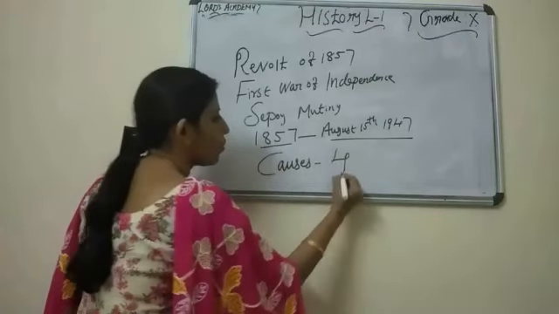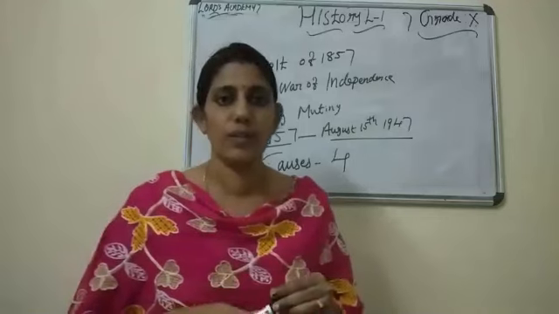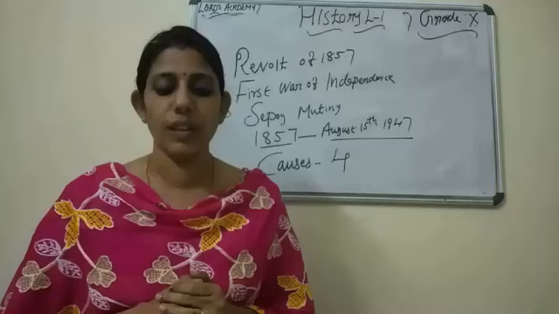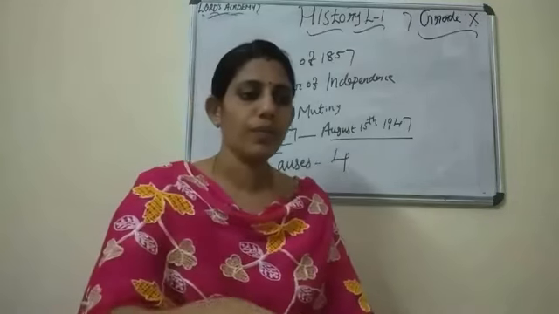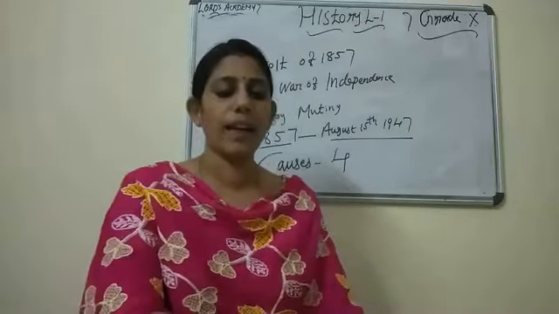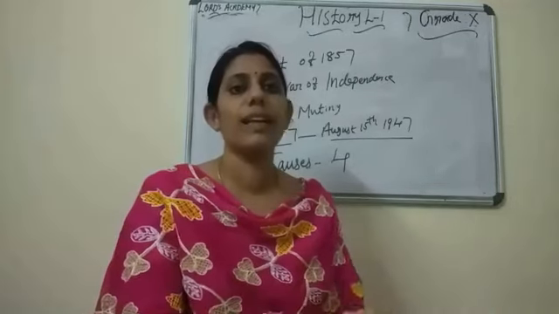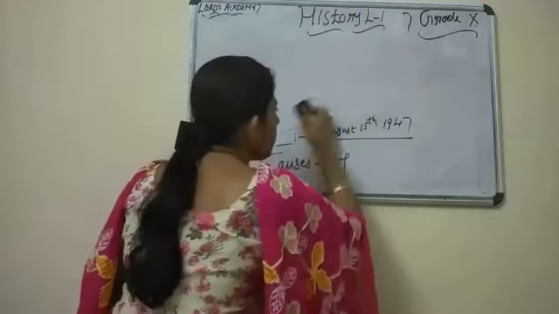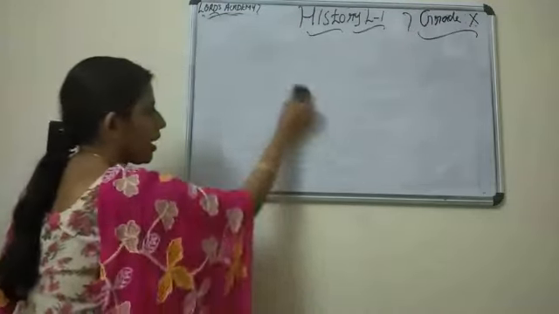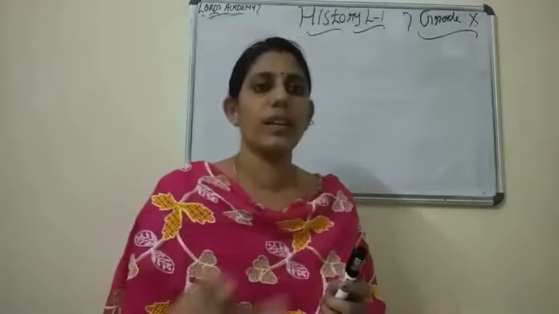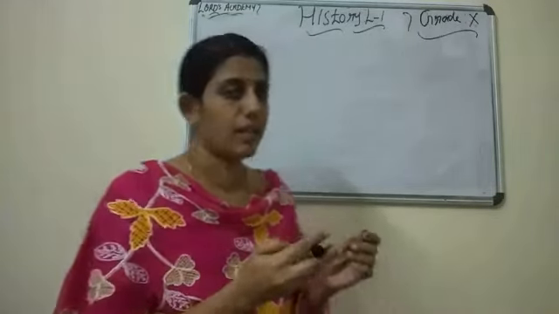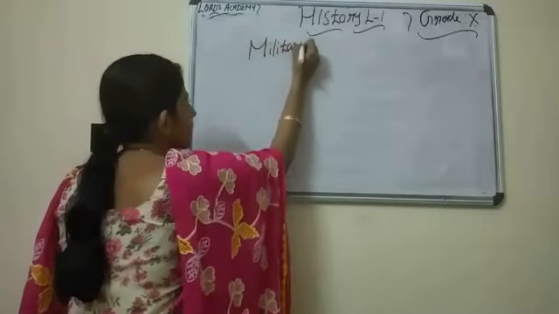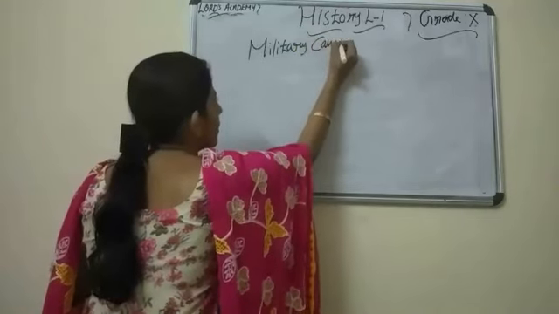I already told you there are 4 causes for the Revolt of 1857. Today we will discuss the first cause, the military causes. First, the act known as the General Service Enlistment Act. What is the General Service Enlistment Act? Who passed the act? In which year was the act passed? So there are 4 causes, and the first one we are studying is the military causes.